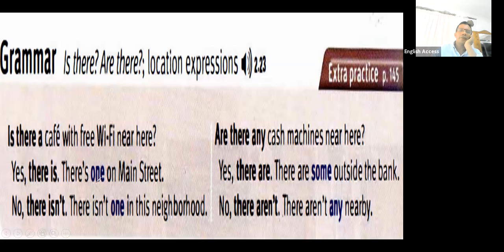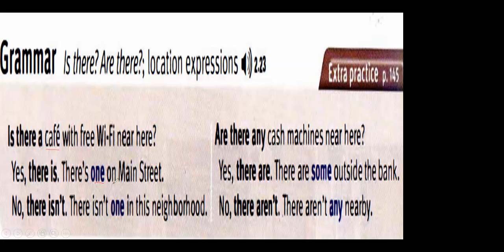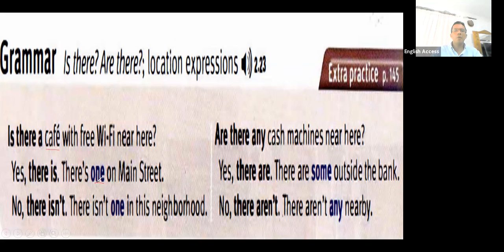Yeah, we are replacing one for the subject. One means cafe, right? There is one on Main Street. Instead of cafe, we say one. And we are talking about singular. Remember, is is for singular. Whenever you say there is, in a yes or no question: yes, there is, and then you have a period, and then you add the extra information. No, there isn't, period.